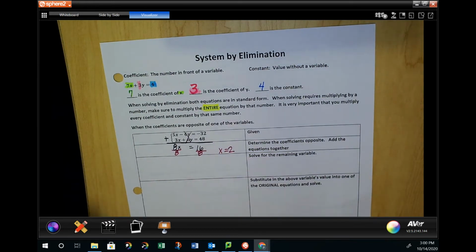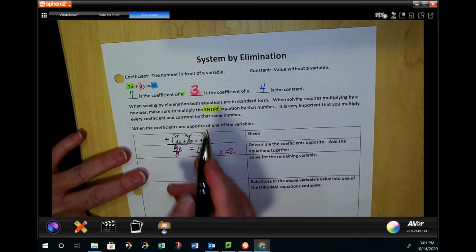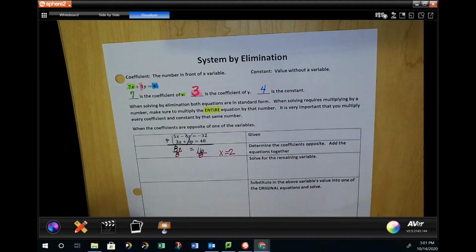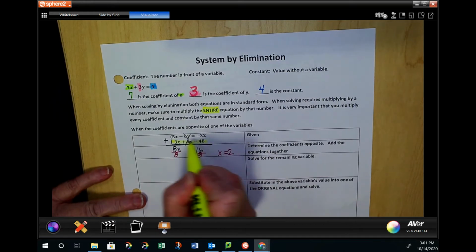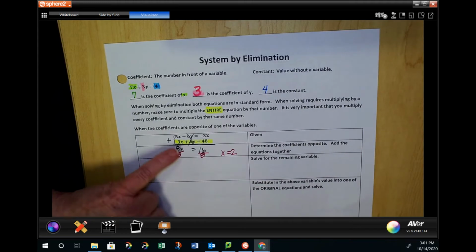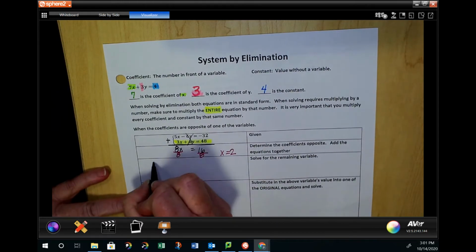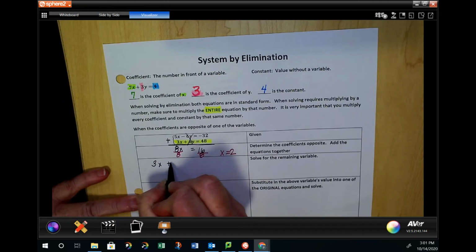Now we have to solve for the remaining variable. It doesn't matter which equation you use, and I am going to pick the second of my original equations. The reason I'm picking that one is because there are no negatives. The first equation had negatives, and this seems a little easier, because my most common mistake is forgetting to apply those negatives.